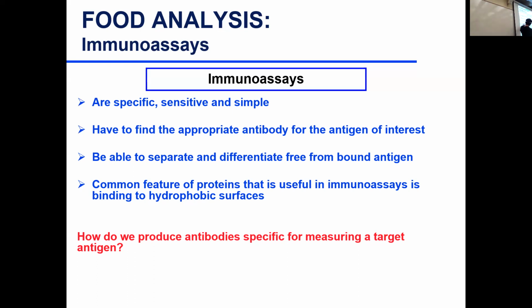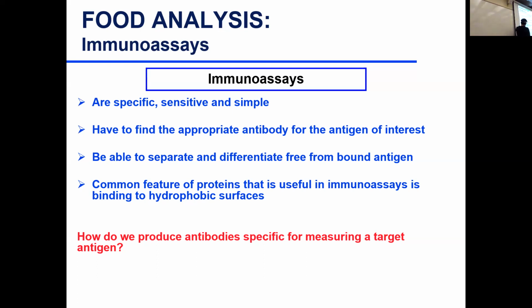And we leverage a very characteristic feature of a protein, that is the ability to bind hydrophobic surfaces. So that's what is meant by bound antigen or bound antibody, bound to a hydrophobic surface in a plate, for example, where we run the assay. The plate material is hydrophobic. The protein or antibody can bind and get fixed on that surface, which is very important for the assay.